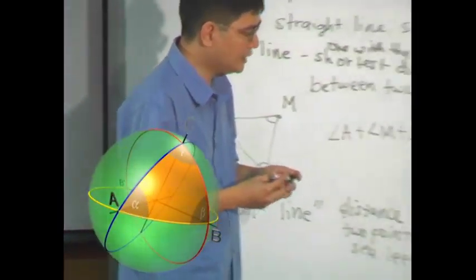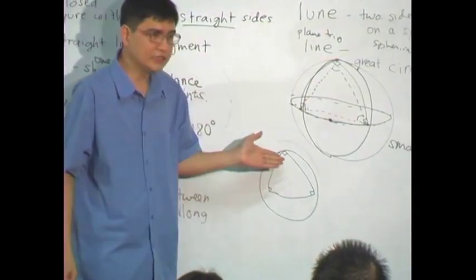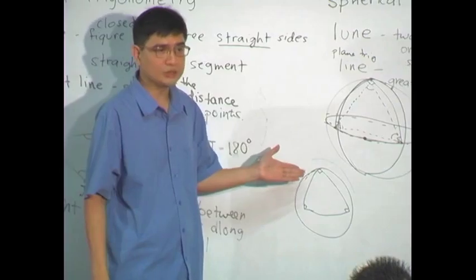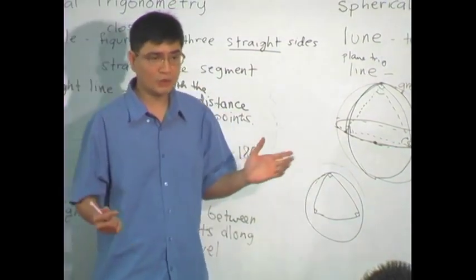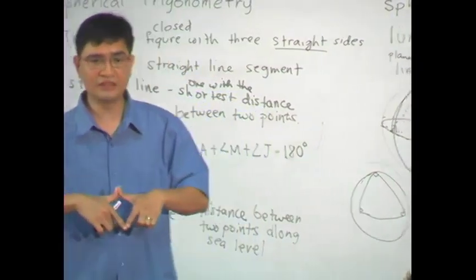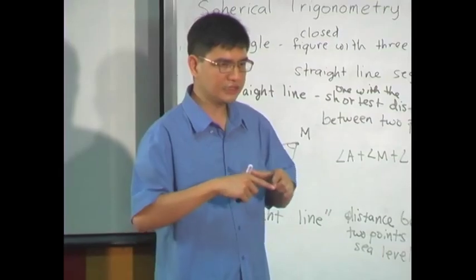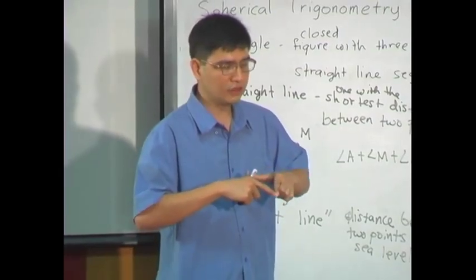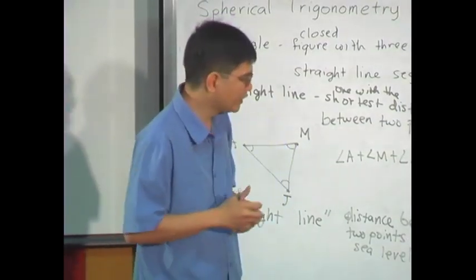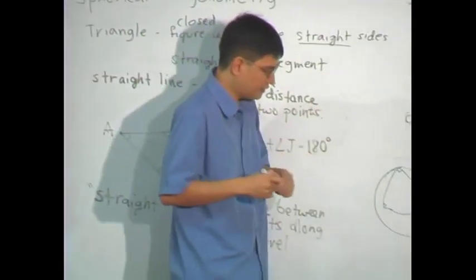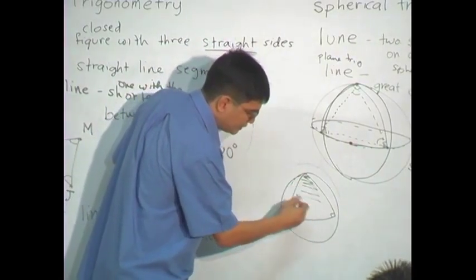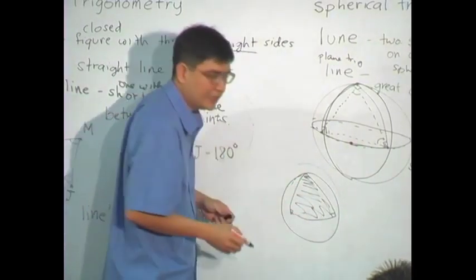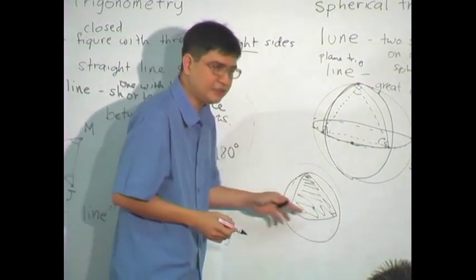So what? In a spherical triangle, the sum of the three angles will always be greater than 180 degrees. It can never be 180, because if it was 180, it would be a flat triangle. So in a spherical triangle, the sum of the angles is always greater than 180. Now, this is something very nice. Here I have defined this triangle here. The three interior angles are each 90 degrees.